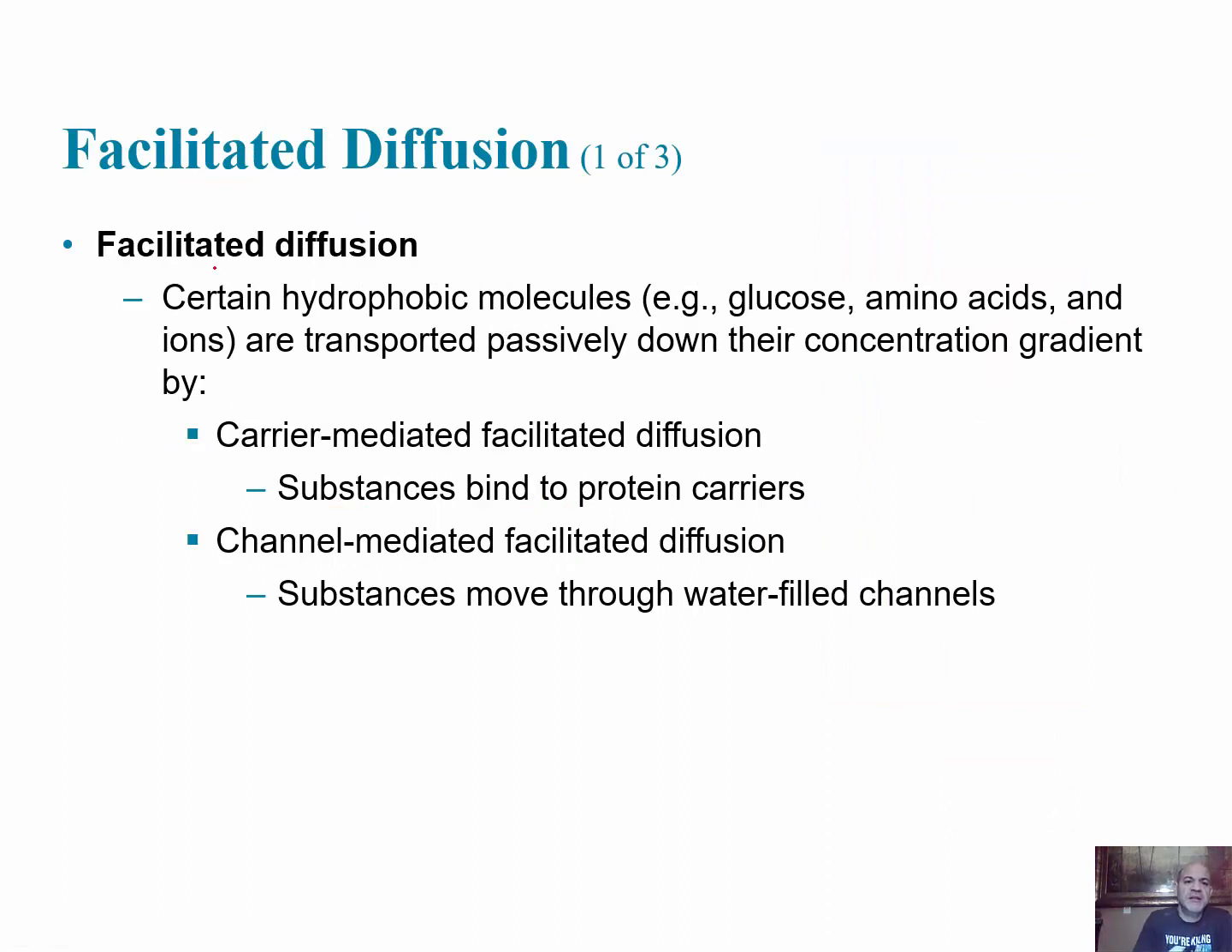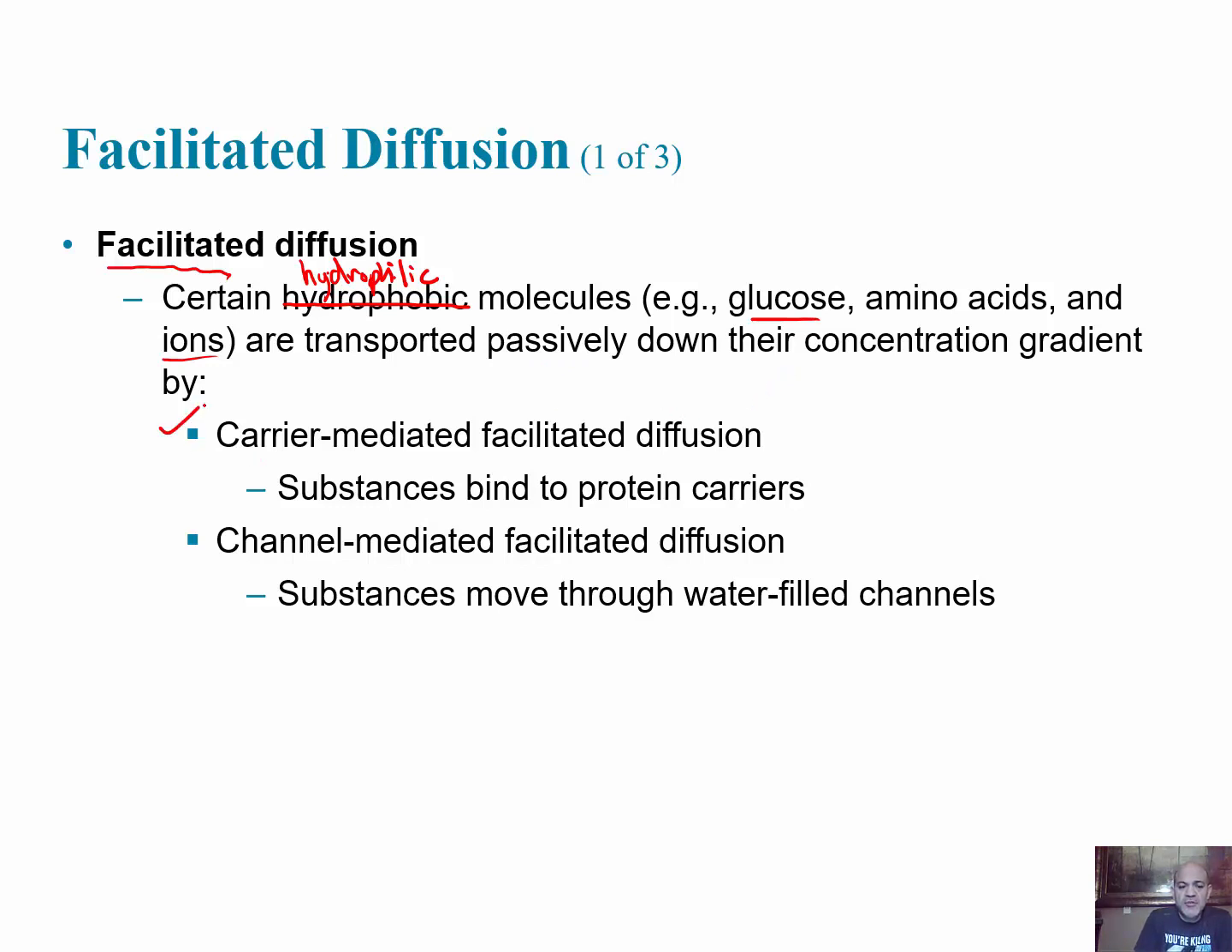And then we have facilitated diffusion. Here we're going to have helpers. That's what facilitate is. So there's going to be some certain hydrophobic molecules, and I think this is incorrect, because if they were hydrophobic, they should be able to go right through the membrane. So these would be hydrophilic, those that can dissolve easily in water, which would be polar and ionic substances. Examples of polar molecules might be glucose, amino acids, and then there's ionic substances. Those can be transported passively down their concentration gradient, but we're going to need the help of proteins.